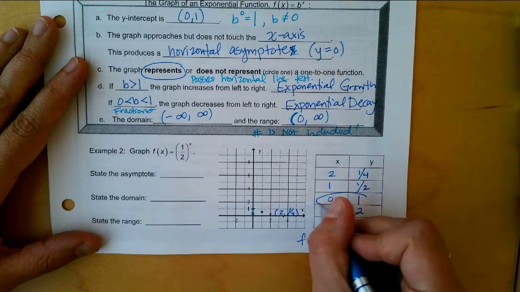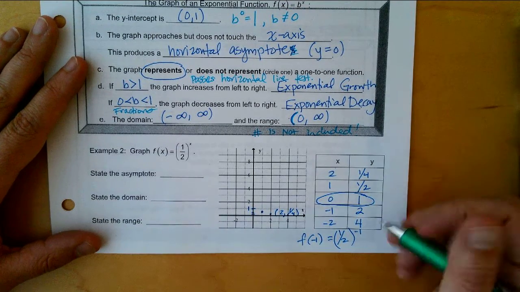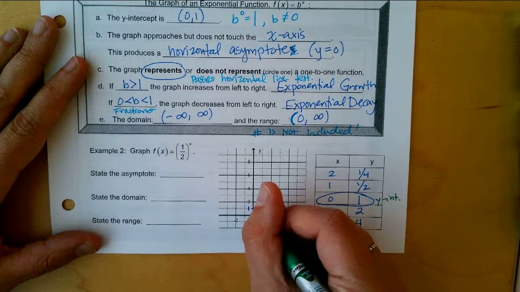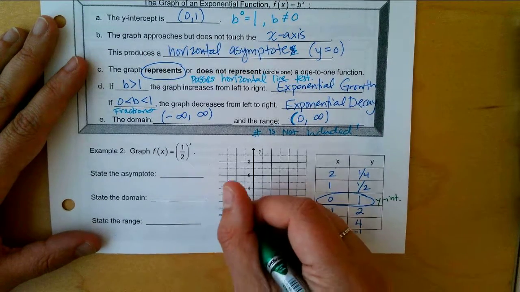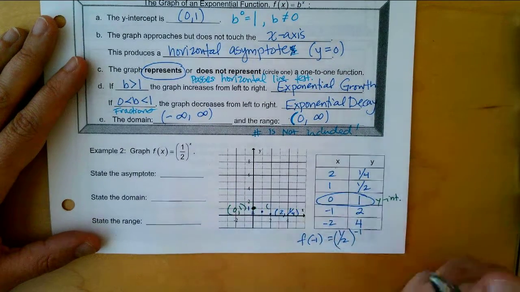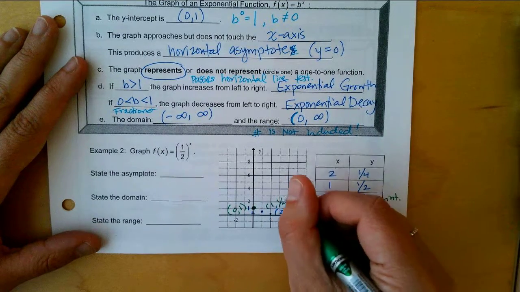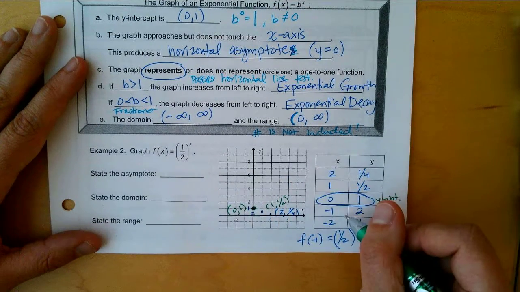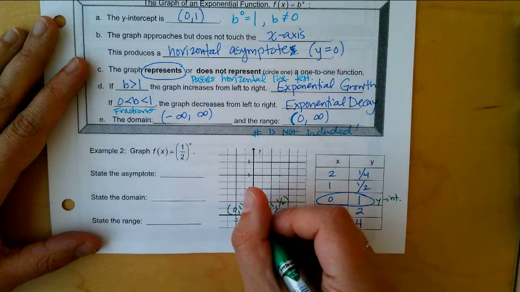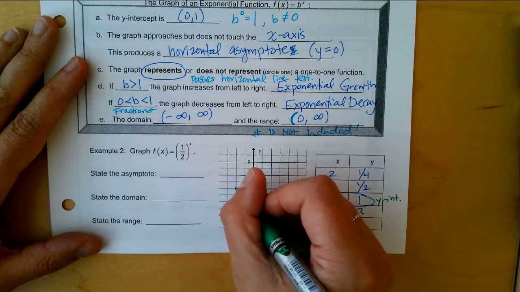What is this special point here? The y-intercept. Good. Anytime x is 0, you always have a y-intercept. And so our y-intercept is 0, 1. I should label all of these to just show what that looks like. 1/2. And then as we have negative exponents, -1, 2, -2, 4.